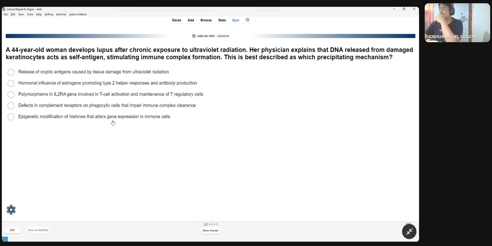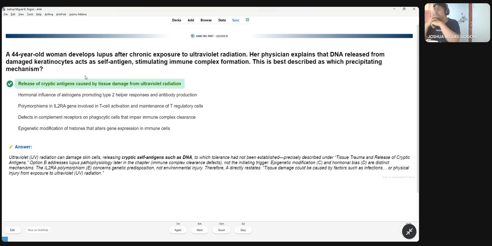44-year-old woman develops lupus after chronic exposure to ultraviolet radiation. Her physician explained the DNA released from damaged cells. Yeah, cryptic antigens. It's released after UV.